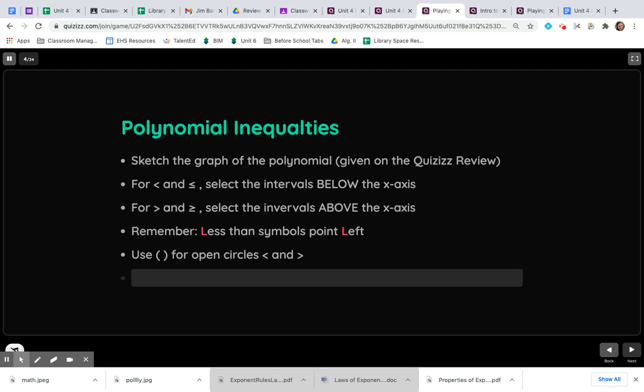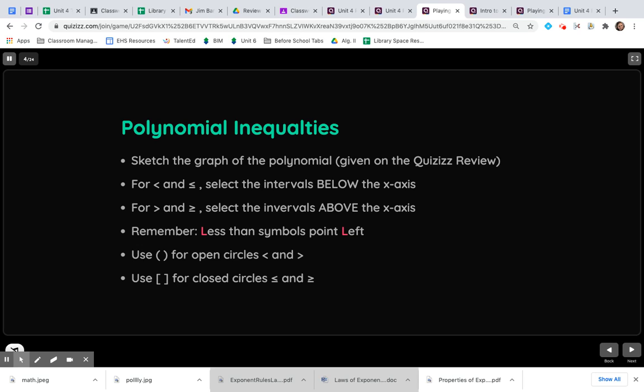And you're going to use parentheses for open circles, which is when you don't have the little line underneath, and brackets if you have the little line underneath. Okay, and that's only on numbers. Infinities will always have a parentheses.